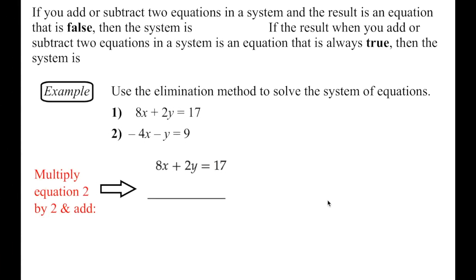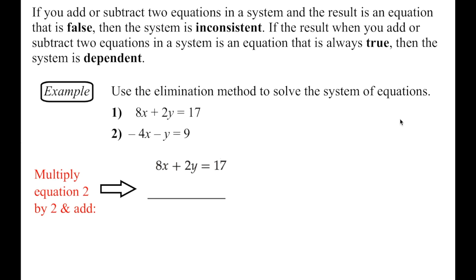If you add or subtract two equations in the system and the resultant is an equation that is false, usually this is when your variables drop out and you get two numbers being equal to each other and it's false, we say that the system is inconsistent. There are no solutions. Now if that happens and your variables drop out and you get a true statement like 3 equals 3, then we say the system is dependent. So it's consistent and dependent. We talked about that a little bit in our last lesson as well.